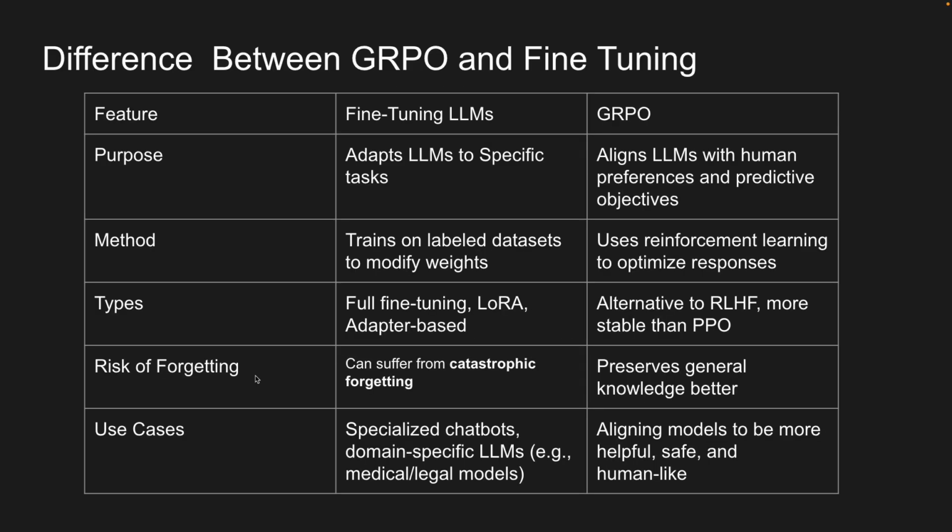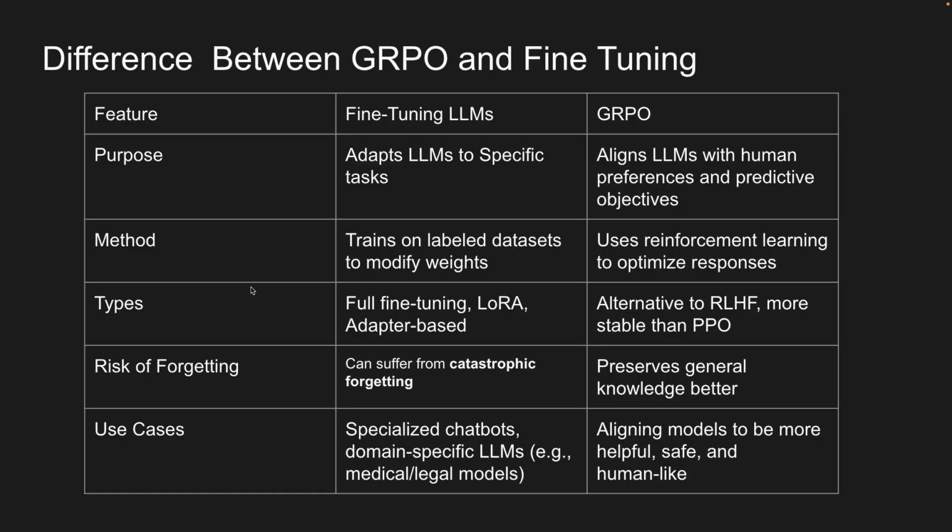So what's the difference between GRPO and fine-tuning? If you guys didn't know, I make a lot of videos about fine-tuning LLMs. GRPO is essentially another step or a next version of fine-tuning LLMs. The main purpose of fine-tuning LLMs is that it adapts LLMs to specific tasks, whereas GRPO aligns LLMs with human preferences and predictive objectives. So pretty similar, but it does have a slightly more edge.